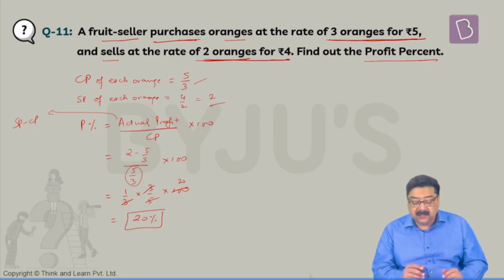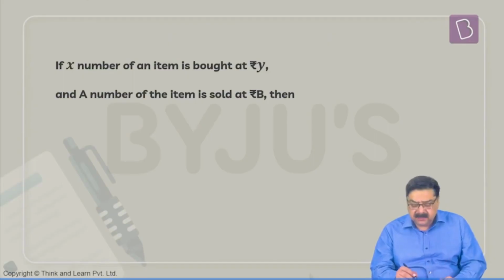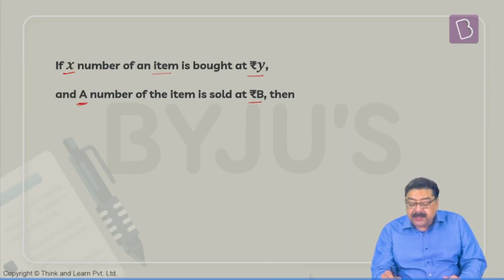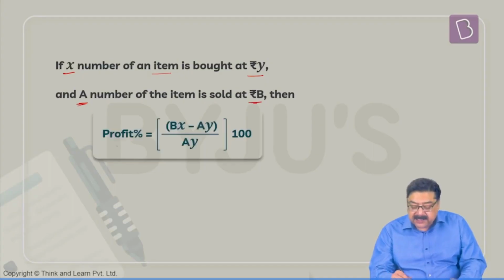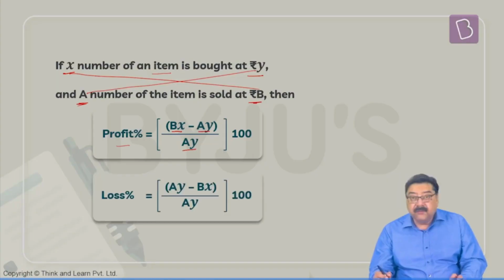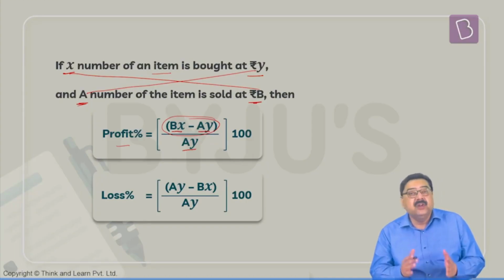Now if you want a shortcut wherein you can avoid these calculations, you can simply use this concept. If X number of an item is bought at rupees Y and A number of the item is sold at rupees B, then profit percent is (BX minus AY) by AY into 100. So B into X, A into Y, that's all that you need to do. Now for loss, obviously you will interchange these two, or don't interchange, get the negative value, still that will indicate that there is a loss being made.